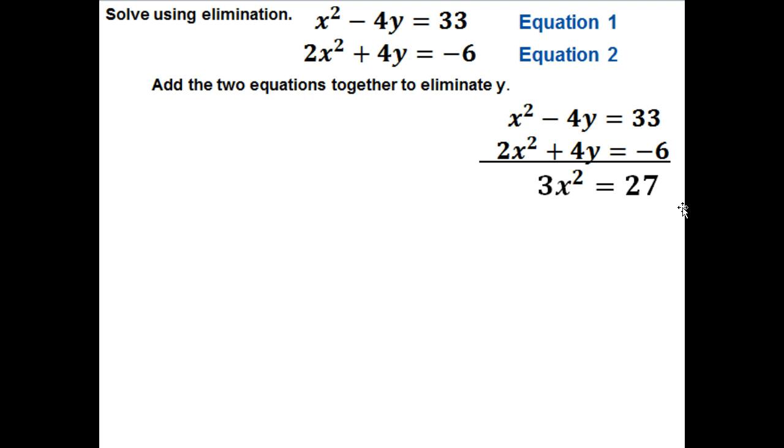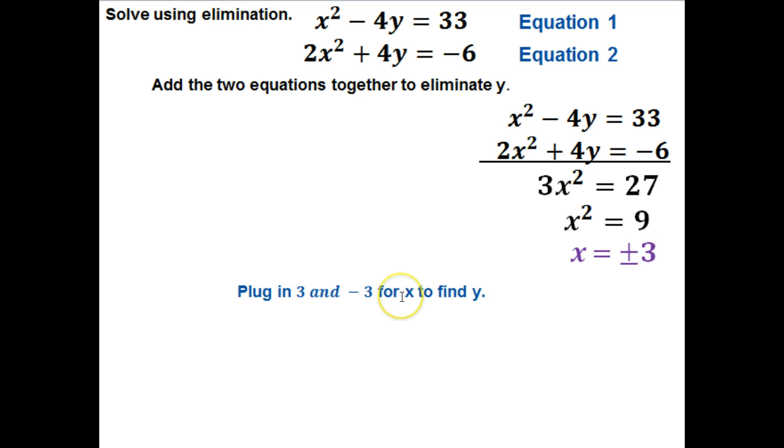Okay, so now that I've got that, I just need to get x all by itself. So I'm going to divide both sides by 3, find out that x squared equals 9. So x equals plus or minus 3. Okay, well that helps quite a bit. Now that I know that it's plus or minus 3, what I'm going to do is plug in both 3 and negative 3 for x in order to find out what my y values are.